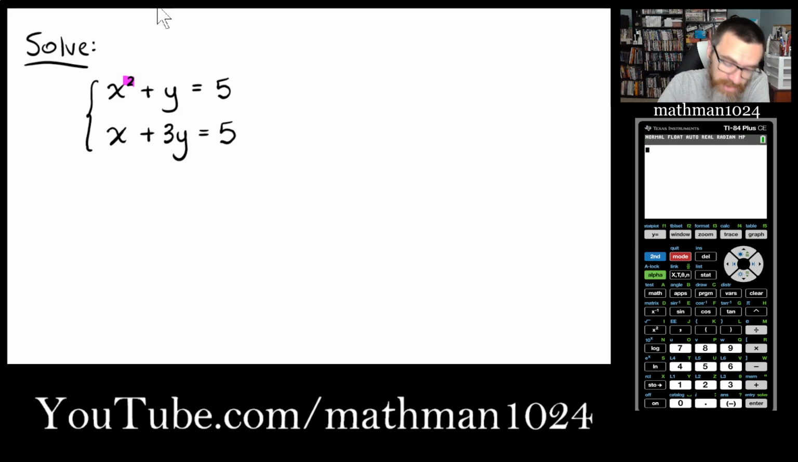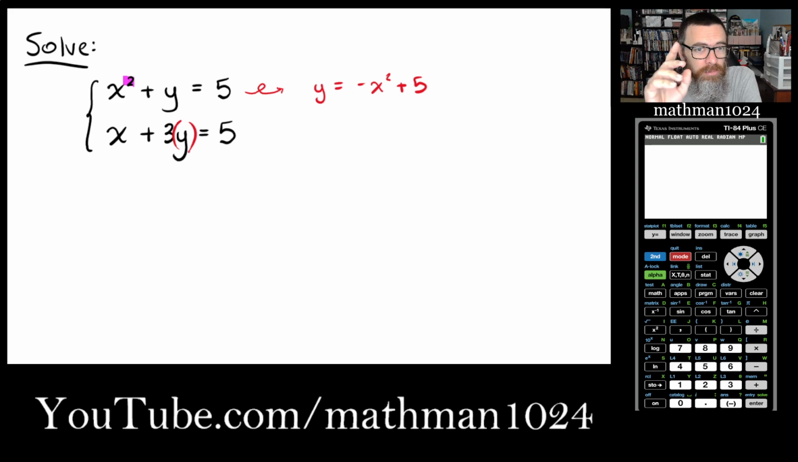So tell you what, let's take this first guy right here, and let's solve this for y. So y would equal negative x squared plus 5. And then I can take that and plug it in down here. Now, the first time I did it, I solved the second equation for x, and I substituted that right in here. It worked out, but really both ways, you'll end up with the same result.